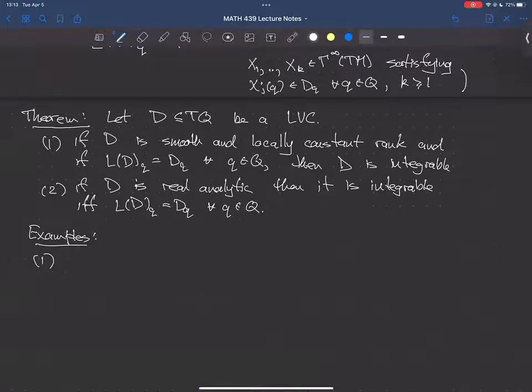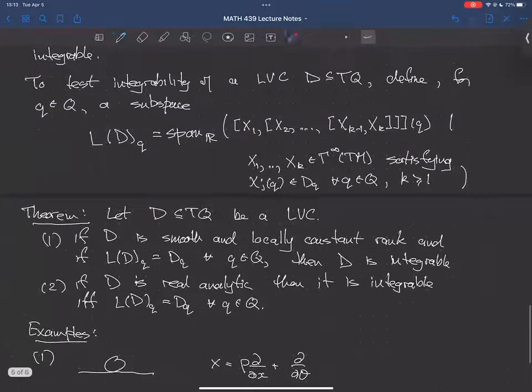So for this one, we had X is rho d by dx plus d by d theta. So what we have to do to apply this theorem is we have to start calculating some Lie brackets like this. Now this is very uninteresting in this example because there's only one vector field that I need to check, and that's X, because D is spanned by X.